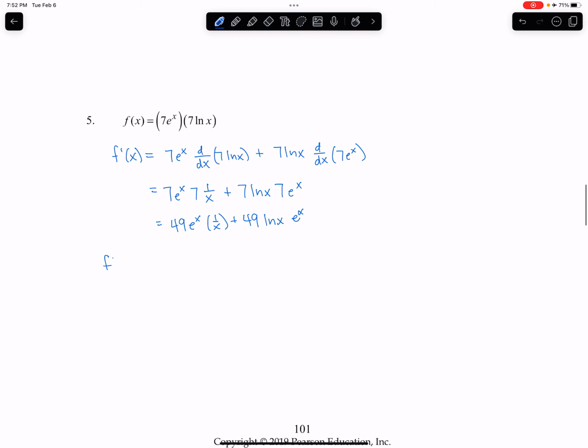So if I wanted to clean this up a little bit, I would write that my derivative is 49 e to the x over x plus 49 e to the x natural log of x.